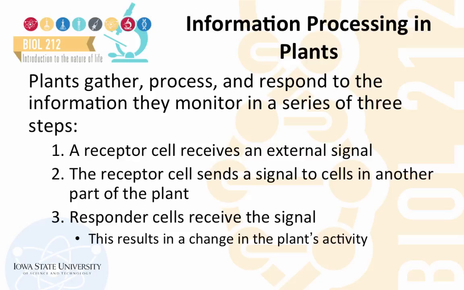Just like animals, plants also gather, process, and respond to information in a series of 3 steps. A receptor cell receives an external signal, after which the receptor cell sends a signal to cells in another part of the plant, and then responder cells receive the signal, which results in a change in the plant's activity in response to that particular signal.